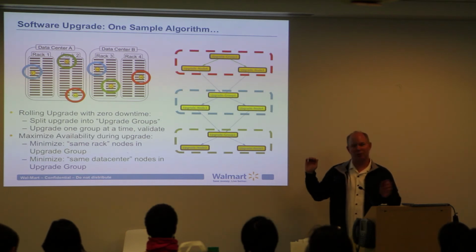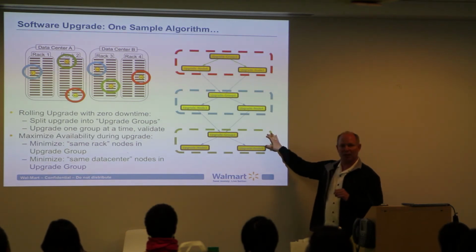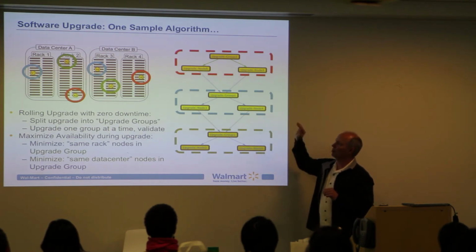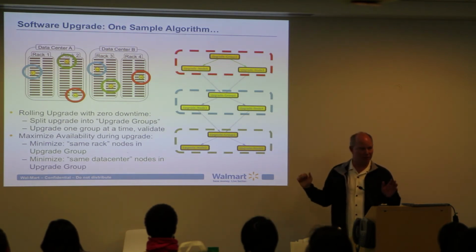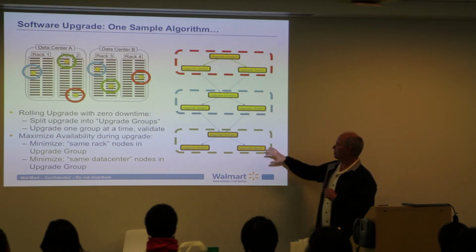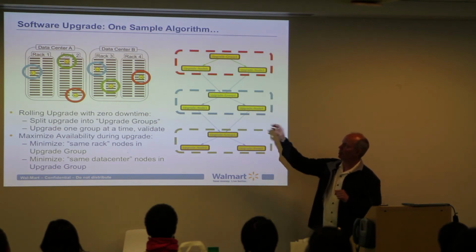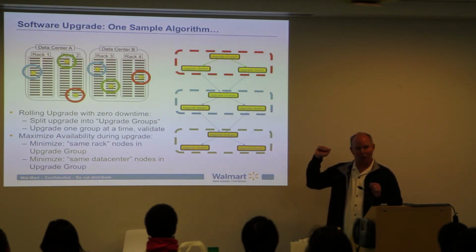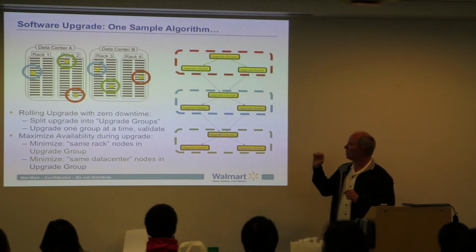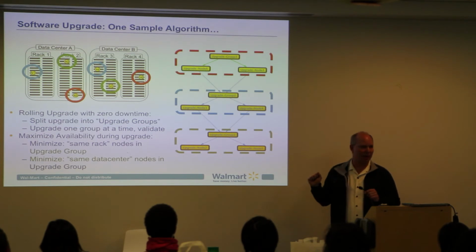If everything validates, then this group is done. We put it back into traffic, and we go to the next group. So during this upgrade, everything is in traffic. That's the zero downtime part. Since we've chosen the nodes correctly, we're maintaining maximum availability, so that if one of the data centers goes down or we lose power in a rack, we assure that we've got nodes spread around correctly.